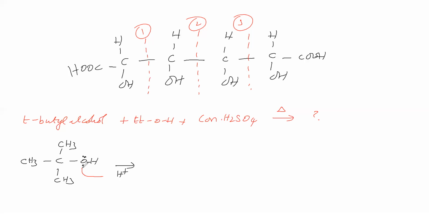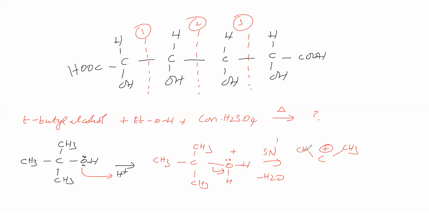Concentrated sulfuric acid, here a coordinate bond, a dative bond, is possible between oxygen and H plus. Therefore this dative bond we will write as a normal covalent bond. Now oxygen will have a positive charge. Now SN1. This bond is shifting to oxygen, water is leaving, so we are getting a tertiary butyl carbonium ion. This is reacting with ethanol. Now the ethanolic oxygen is attacking this C plus.